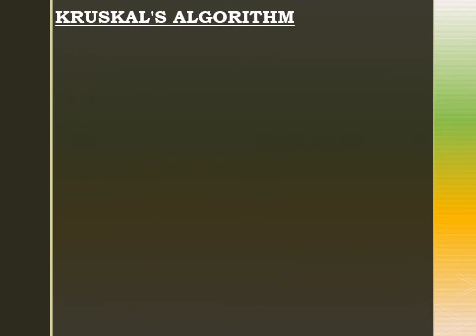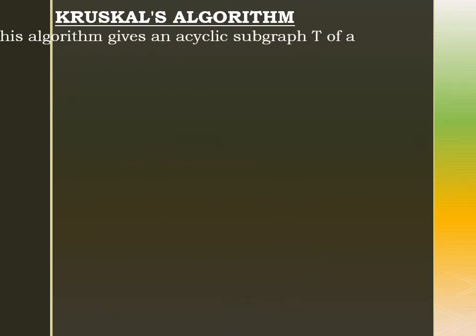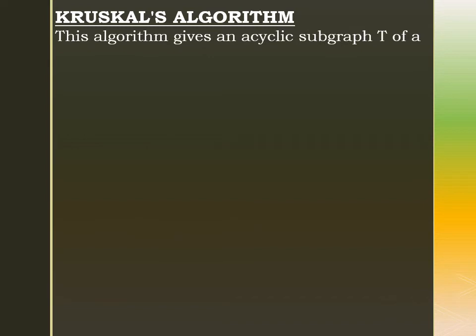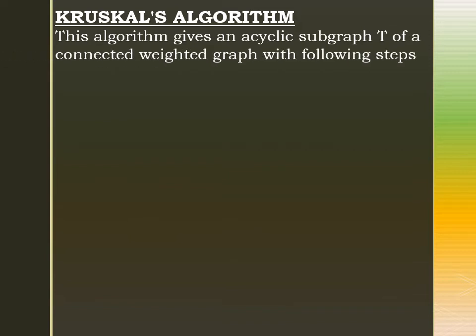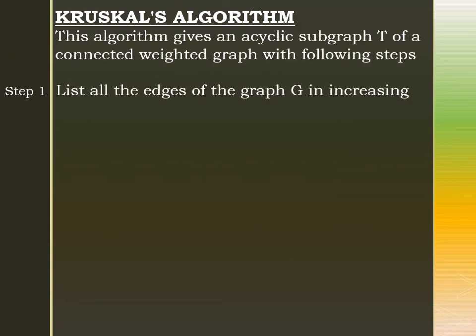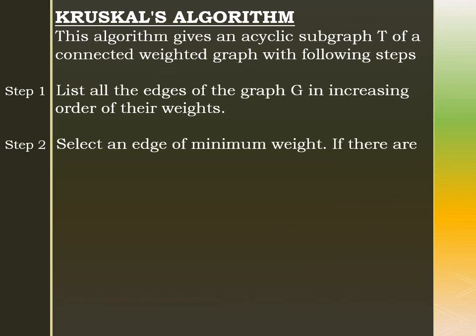Let us now understand Kruskal's algorithm. Again, the Kruskal algorithm helps us to get a minimal spanning tree, that is the acyclic subgraph of the given graph G. Kruskal's algorithm is also applicable for the connected undirected weighted graph, and hence we start Kruskal's algorithm by listing all the edges of the graph G in the increasing order of their weights.